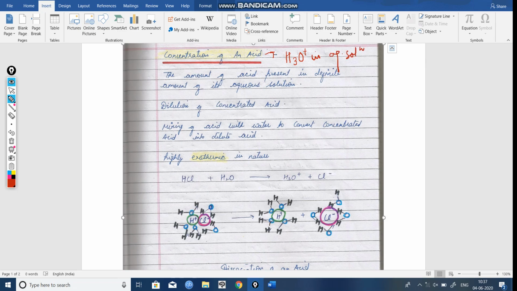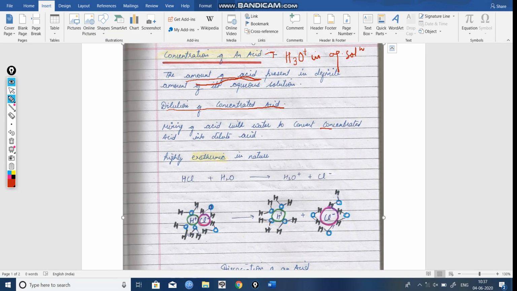Such a substance is called an acid. Next, concentration of an acid. What is the meaning of concentration of an acid? Concentration means the amount of acid present in a definite amount of its aqueous solution. Next, what is dilution of concentrated acid? It is the mixing of acid with water to convert concentrated acid into dilute acid.